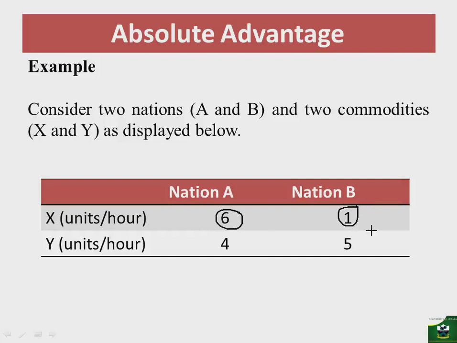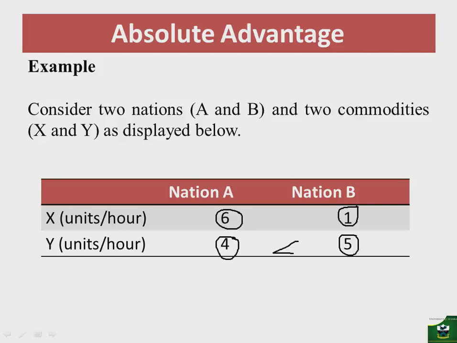This means that nation A, therefore, is more efficient in producing commodity X than nation B, because given 1 hour, nation A can produce 6 units, while nation B can produce 1. If we go to the production of commodity Y, we see that for nation A, given an hour, nation A will produce 4 units of commodity Y, while nation B will produce 5 units of commodity Y.